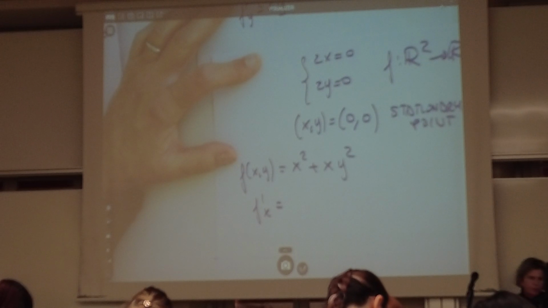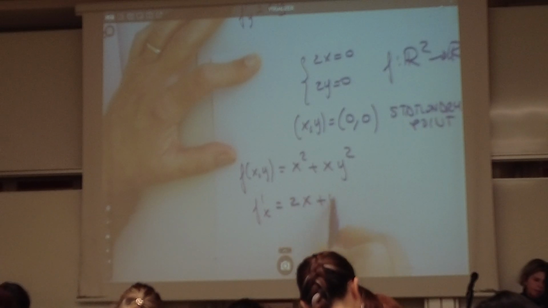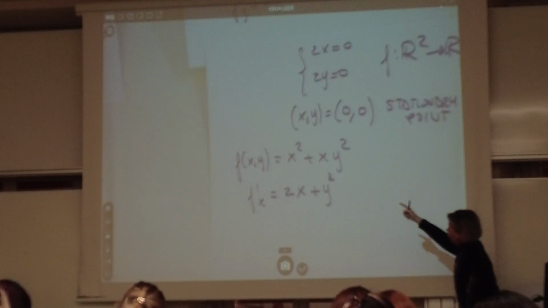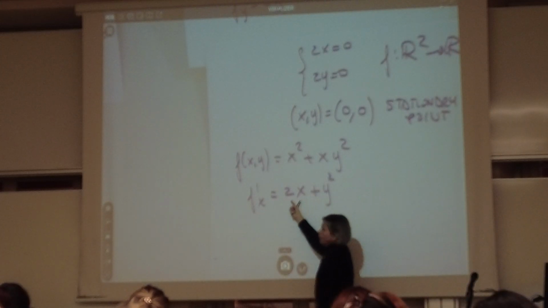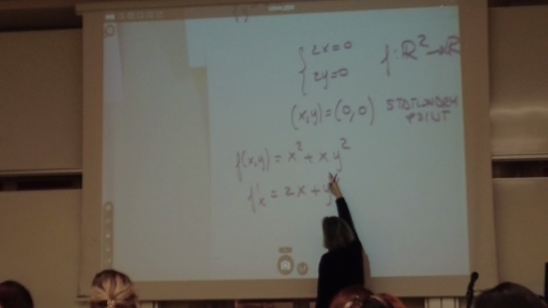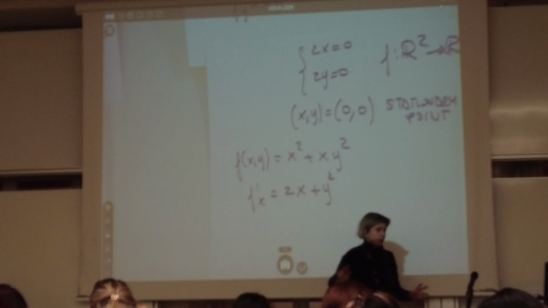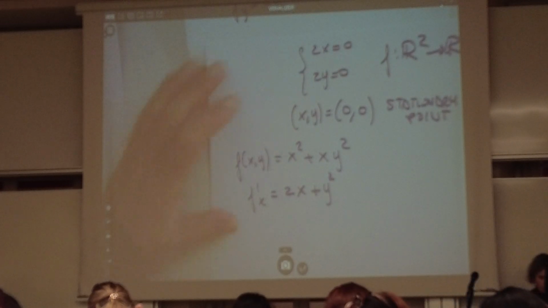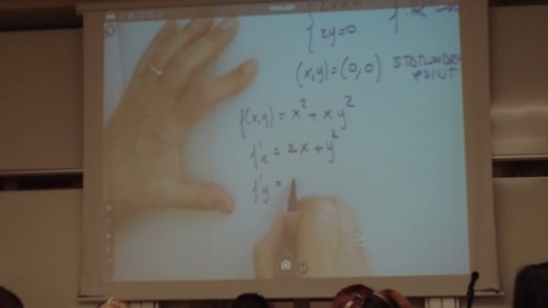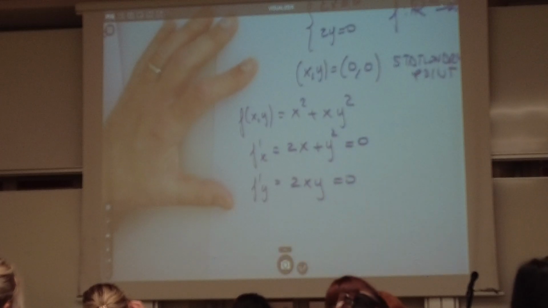If you check the derivative, you discover, I'm sure you know, 2x plus y squared. Why? Because when you derive with respect to x, you have 2x. When you derive x with respect to x it is 1, so you have y squared. Okay? Then you derive with respect to y. In this case, you have 2xy is equal to 0.